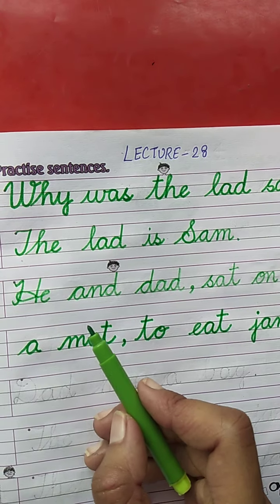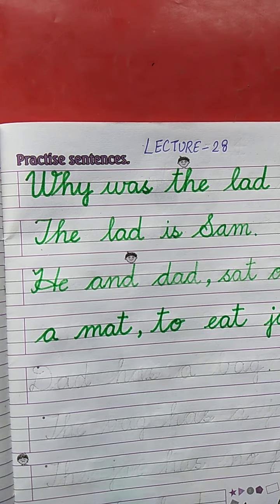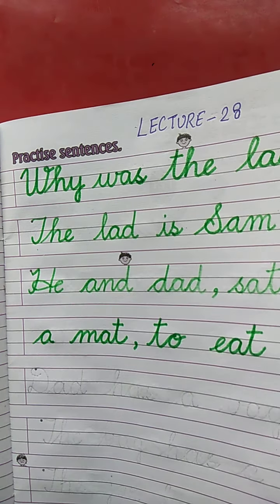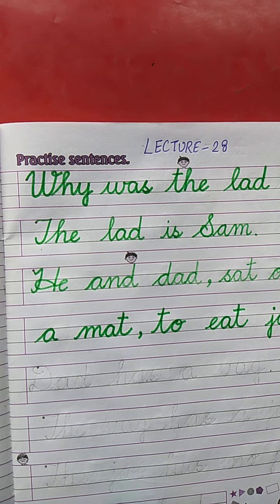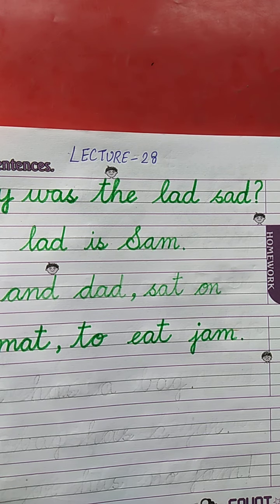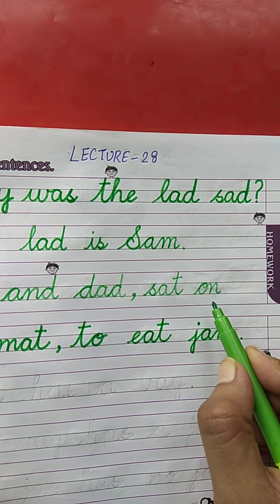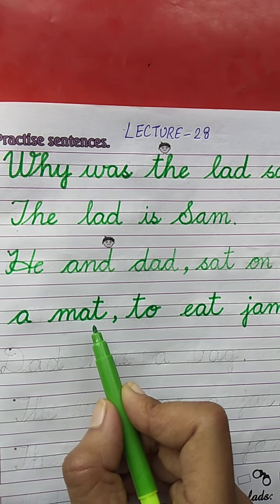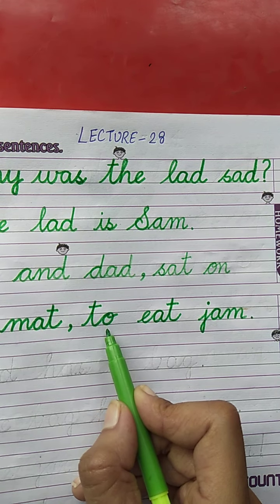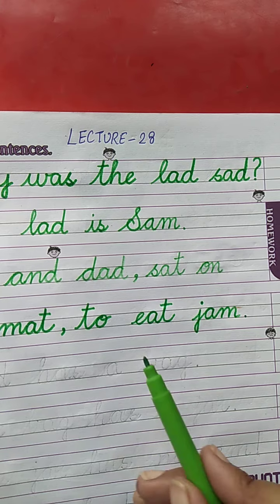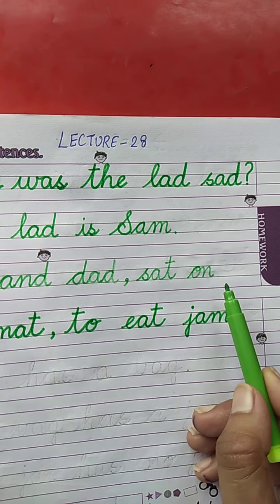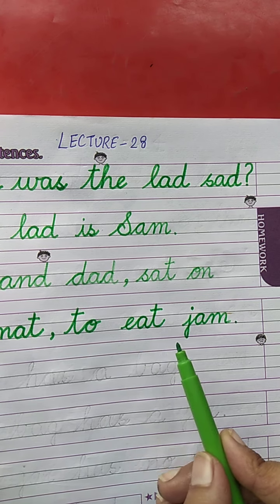Again read with me. H E, he. A and D, and. D A D, dad, comma, S A T, sat. O and on. M A T, mat. T O, to. E A T, eat. J A M, jam. He and dad sat on a mat to eat jam.